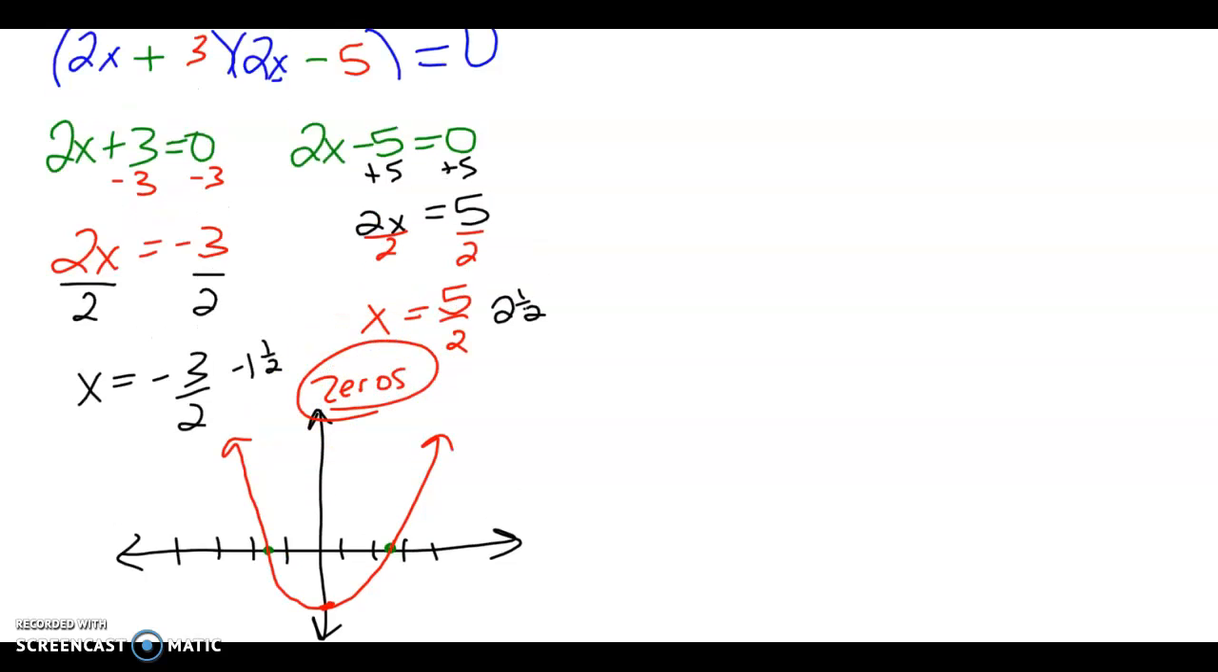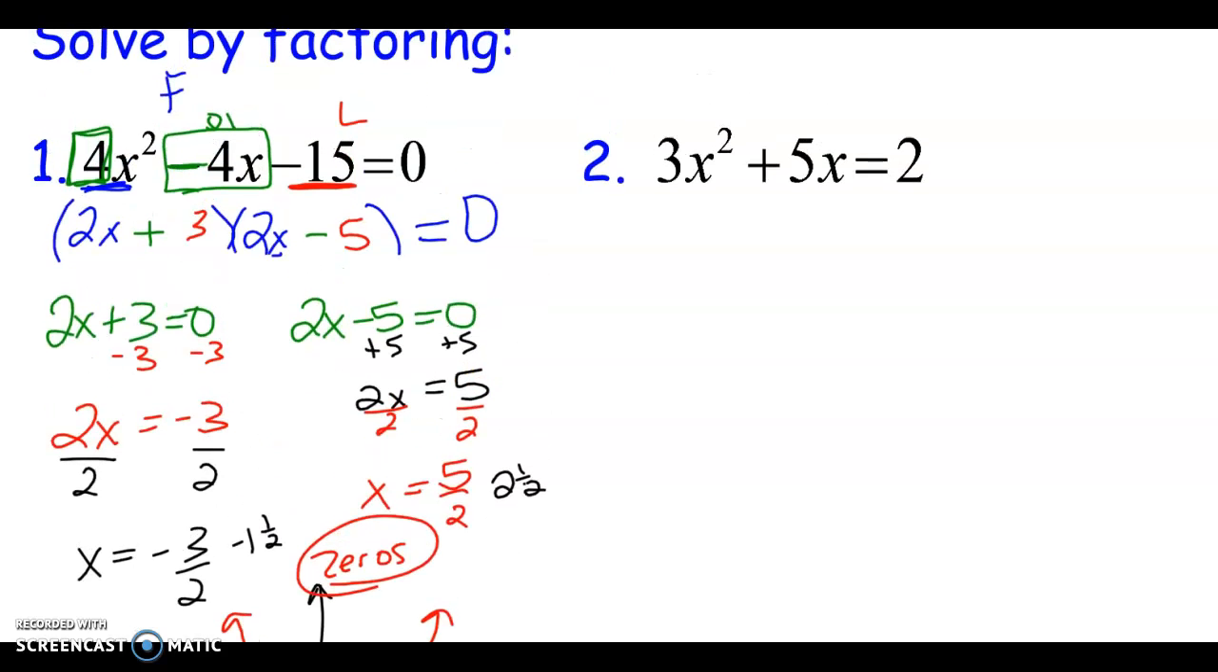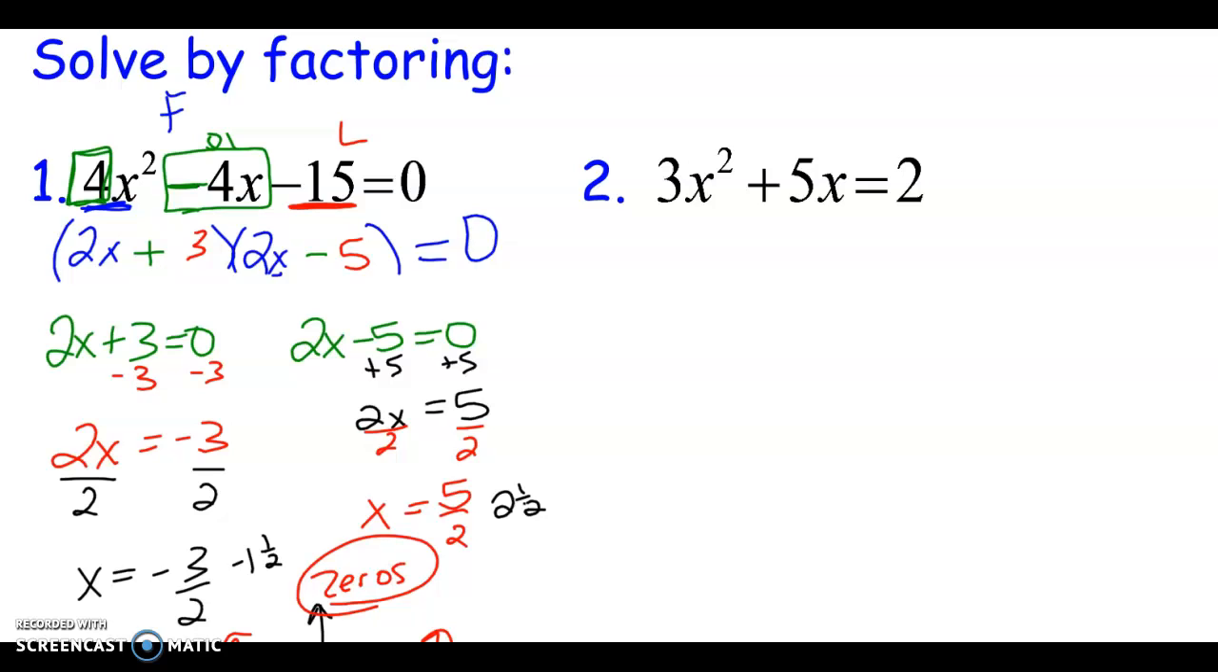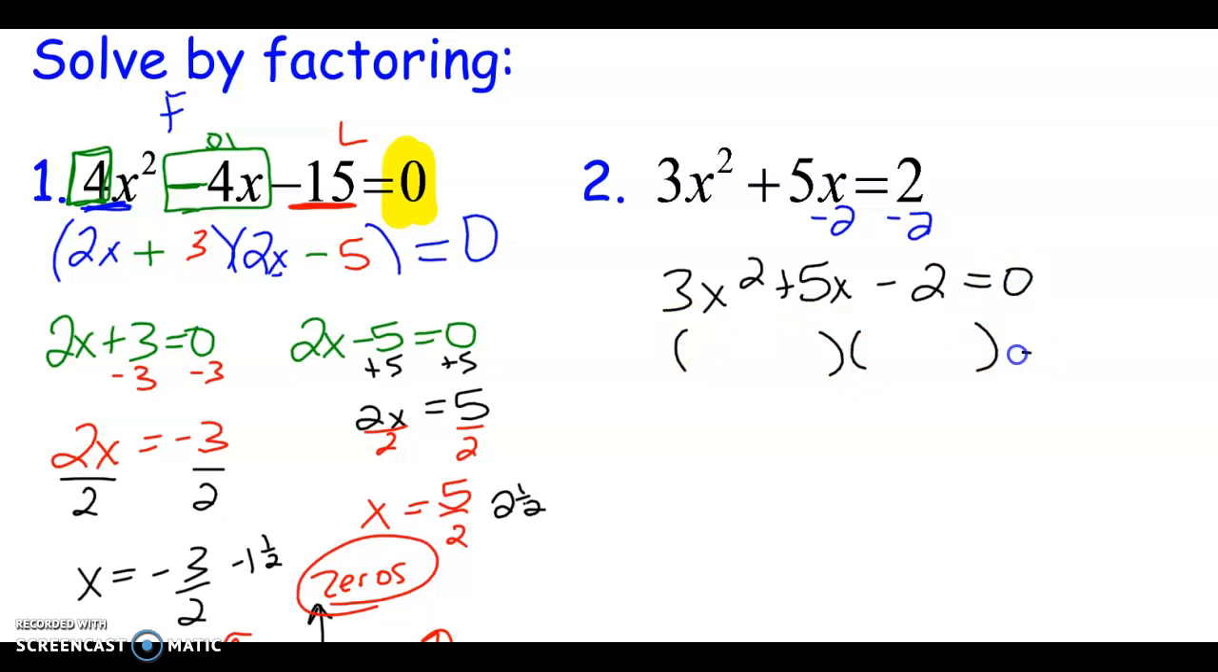Okay, all right, let's try another one. Example 2. The first thing you need to do is make it equal 0, like we did on the first one. So how could I make that 2 be a 0? We can subtract the 2. Now, we can't actually combine the 2 with the 5x, because they're not like terms. All right, why don't you pause the video, see if you're able to factor this out, and then solve.